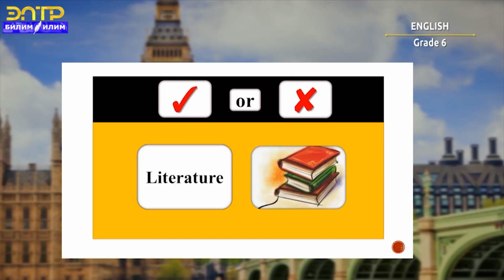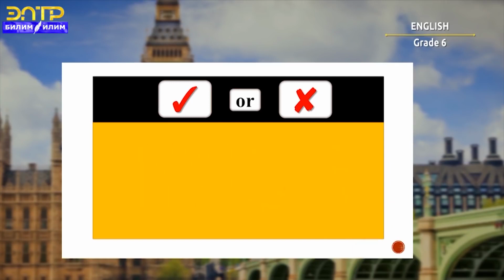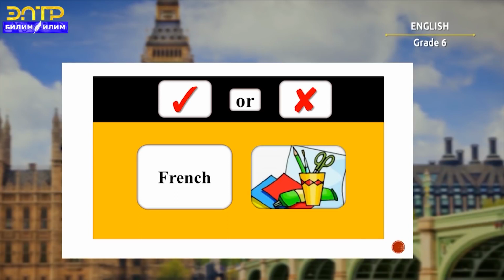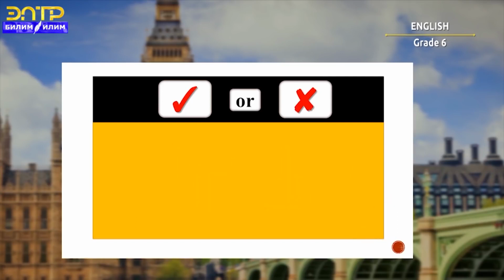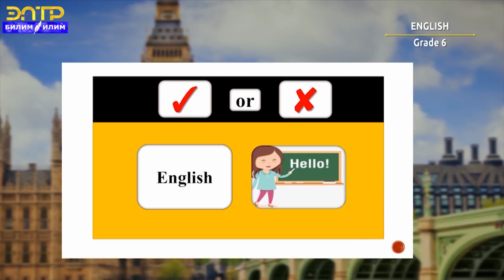We have literature here. Very good. It's correct. And one more picture. French. It's not correct. We can see art on the picture. And the last one, English. Very good. Well done, guys. It's correct. Good job.